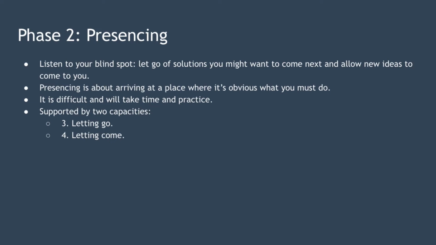The 4th capacity is letting come, and this means taking action. This is the first point in the model in which you begin to take action. Your role is to develop new ideas that are fully formed and obvious. So 2 activities you can do to support presencing include meditation and walking in nature. Now, both of these activities allow you to step outside of yourself and see yourself as part of a larger, bigger picture, which will be conducive to coming up with possible solutions.